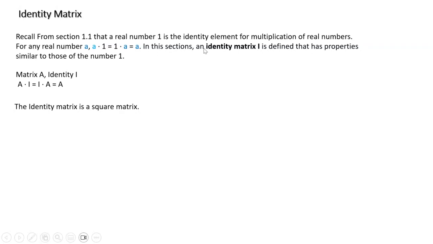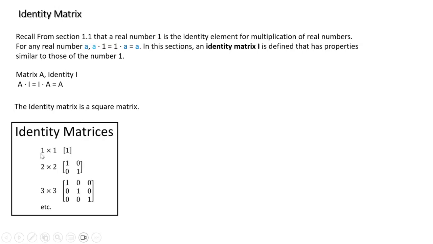In this section, an identity matrix is signified by the capital I, which means identity. It's defined to have a property similar to those of the number 1. For example, matrix A times its identity is the same thing as the identity times matrix A, which will give you A. Okay, now this is the identity of a square matrix.